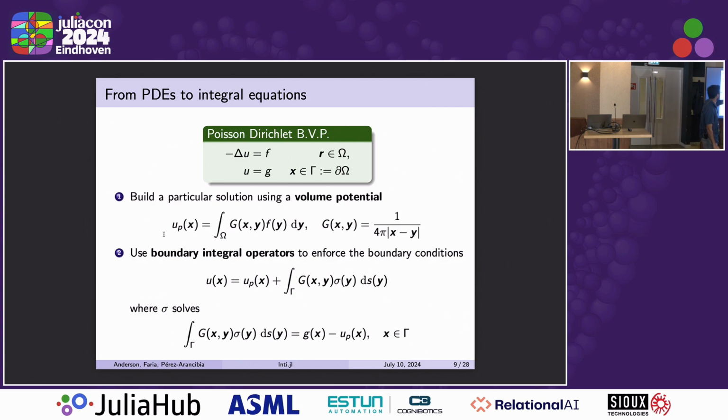Okay. So the usual thing that you can do is first build a particular solution. That means that it solves with the f right-hand side there, but it doesn't satisfy any boundary condition. So that's just a convolution with a special function. This is the Green's function, and I wrote here what it is for Laplace 3D. So it's kind of a Newtonian potential type of thing.